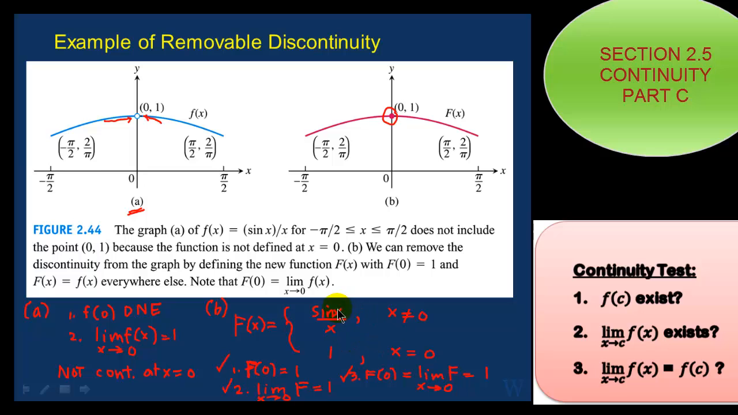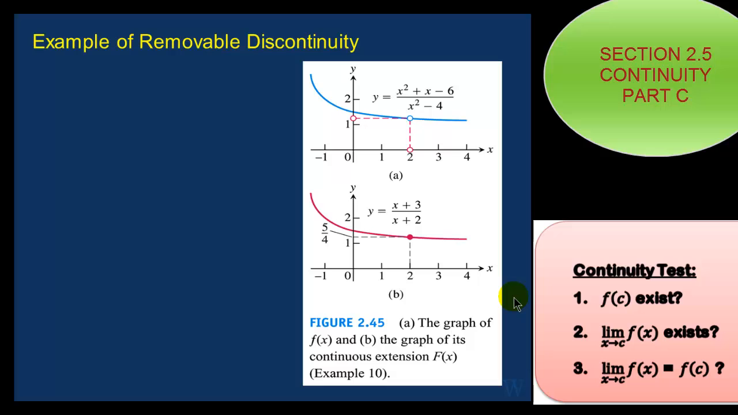Okay, it's equal to sine x over x everywhere else except at x equal to 0, and we plug a hole by defining f of x equal to 1 at x equal to 0. This is what we call a removable discontinuity. Here is another example of a removable discontinuity.